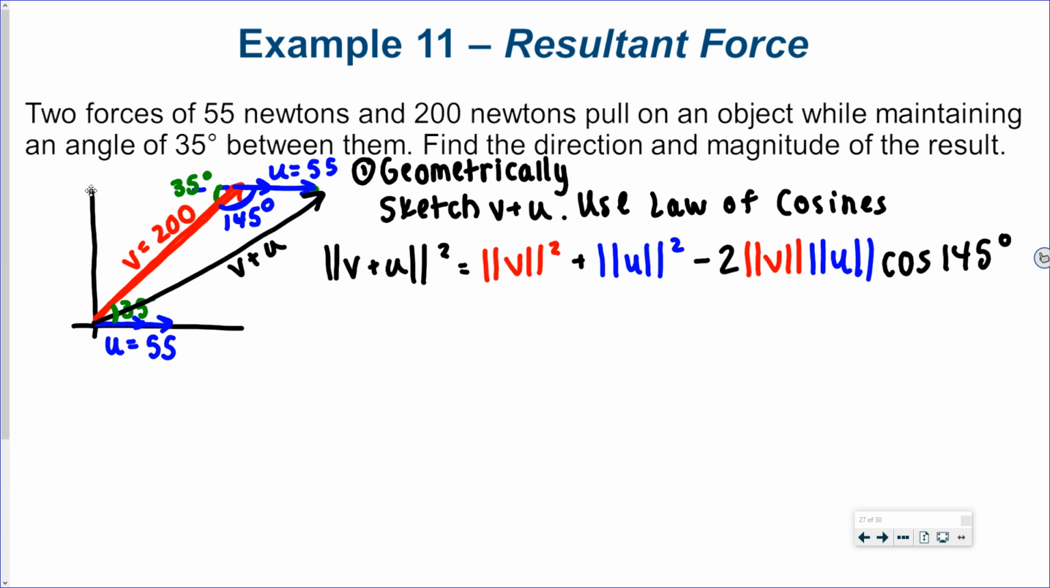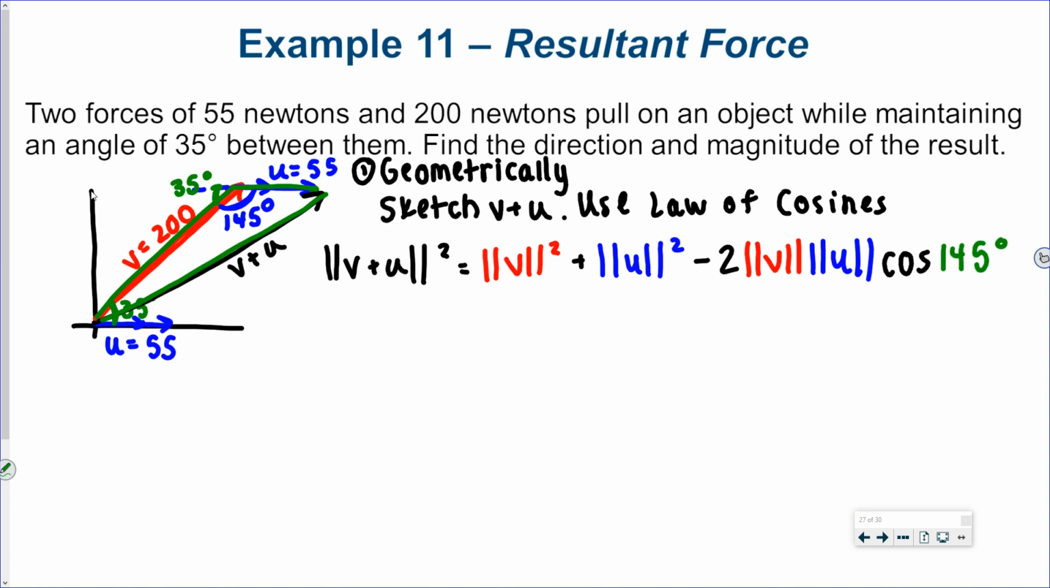Wait, why isn't it 35? Because 35 degrees is this angle right here, the alternate interior angle. But 145 is the one that's inside this triangle. This angle is congruent to this one, alternate interior angles. But aren't we trying to basically solve this triangle right here? I'm going to outline the triangle. So we're trying to find v plus u. See the triangle right here? So the included angle is 145 degrees.